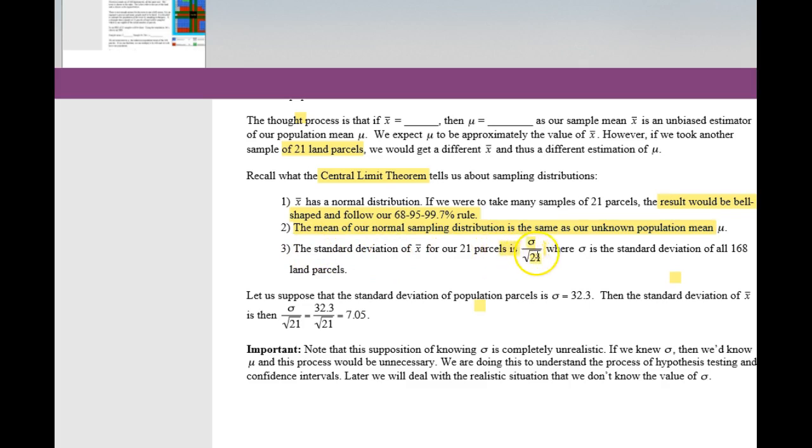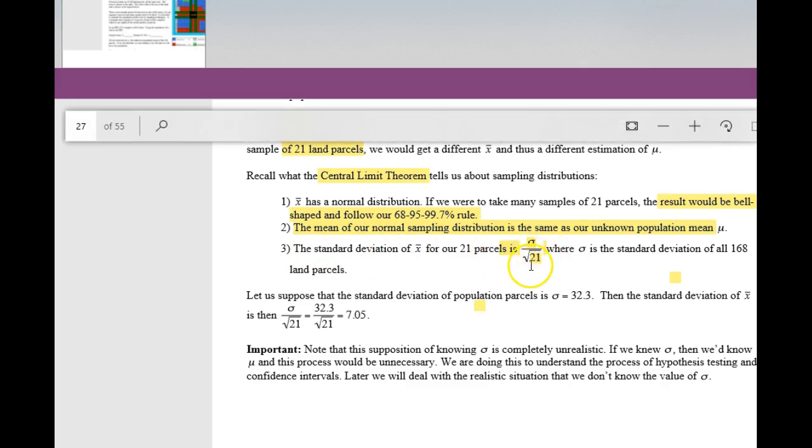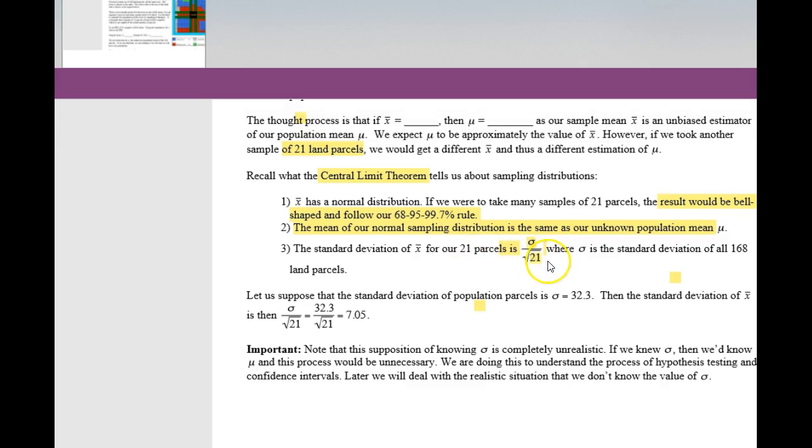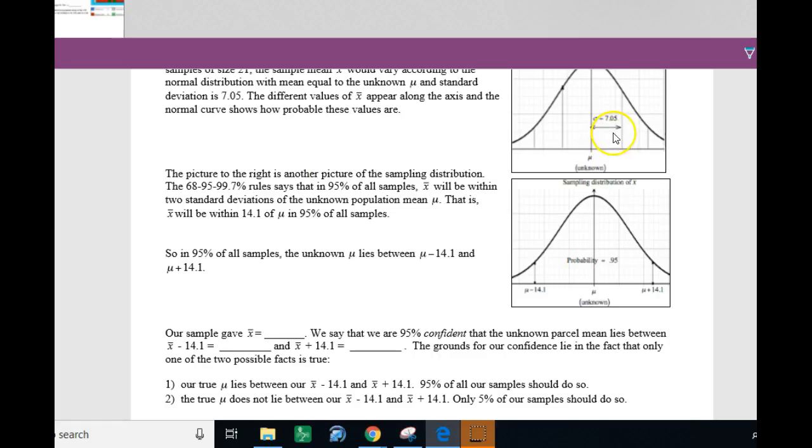And then we have to divide by the square root of 21, because that takes into account the sample size here. And so let's just say our population standard deviation is 32.3, which we don't know. If we don't know the population mean, we're not going to know the population standard deviation. But let's just say, for simplicity's sake, it was 32.3. We would divide by the square root of 21, and we get a standard deviation of 7.05, and we'd use that for any future calculations.